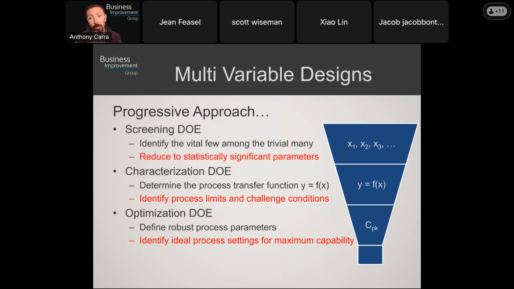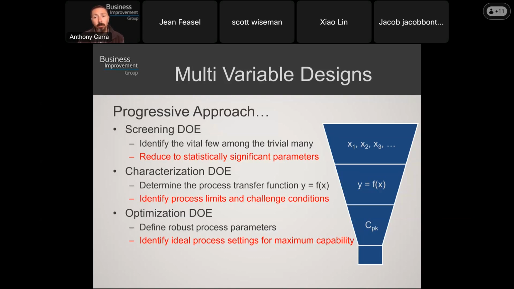So there's a lot of value in doing this characterization step to understand that input to output relationship, because once you understand that, you can do further studies, right? There are further studies that we could do to make it more robust, to make it more repeatable, to optimize our outcome. And that would be the goal of an optimization type DOE.